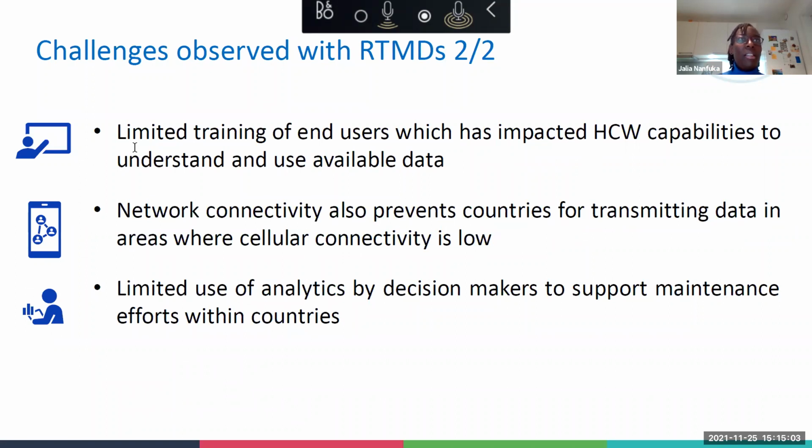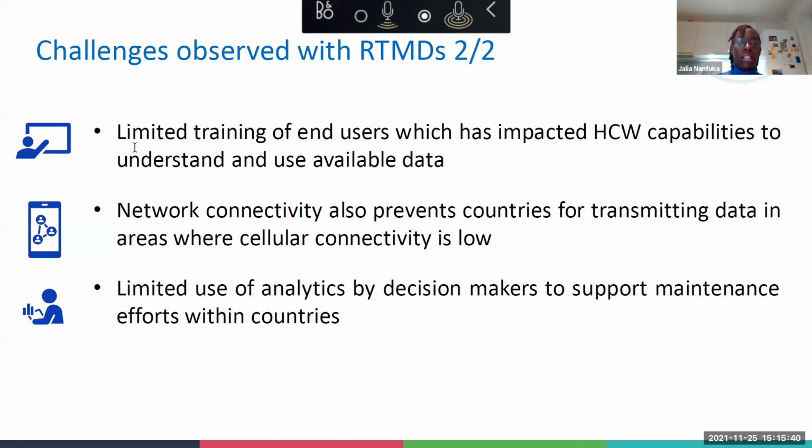Similarly, the other challenge that is usually faced with RTMDs is that, given they're based on cellular connectivity, there are challenges with network connectivity in some of the places where these devices are deployed. So it becomes a challenge transmitting the data to the portal and having that access, especially in remote areas where these systems would bring a lot of value, especially where technicians are not able to reach, but we still want to maintain that kind of visibility.